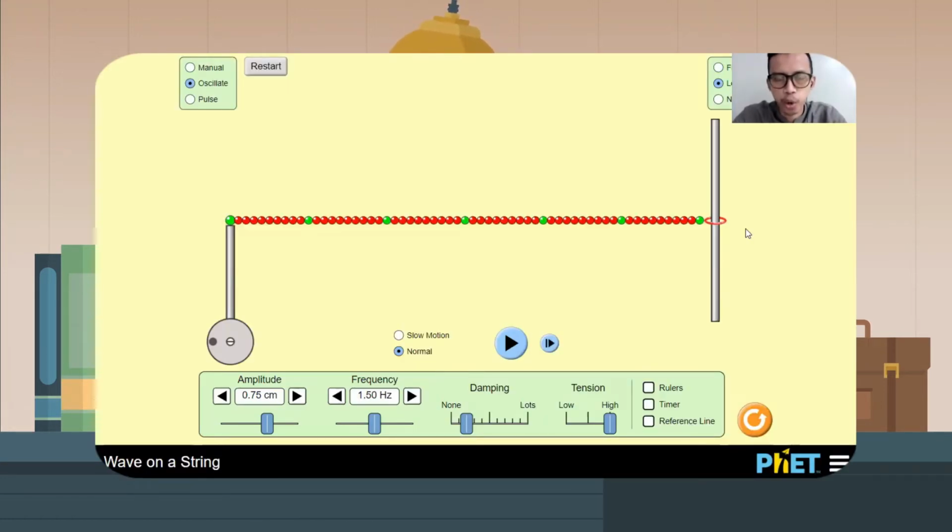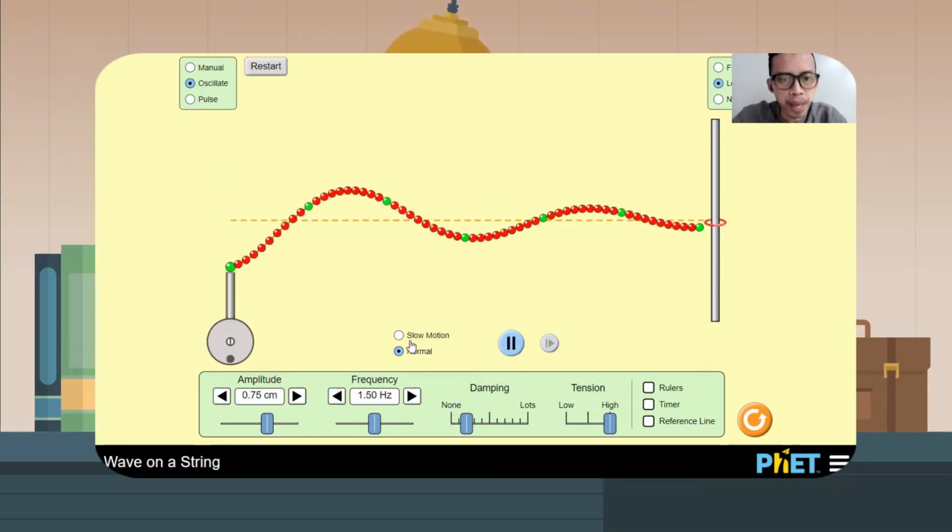Okay, everyone. So today we are going to discuss some quantities of waves. But before that, here I would like to show you an example of waves. This is a transverse wave. Let's see this simulation, everyone.